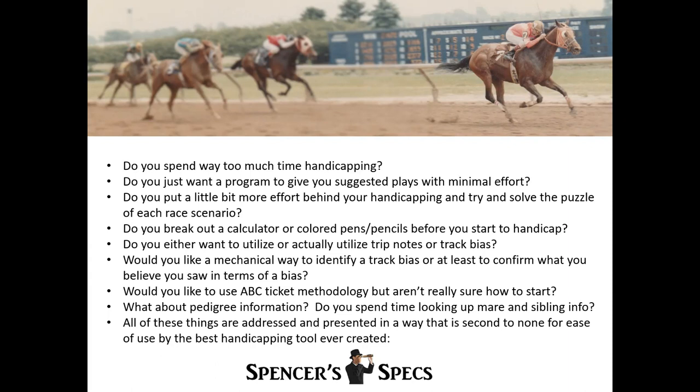Do you want a mechanical way to really identify if a track bias existed? Or at least a mechanical way that you can use to help confirm what you thought your eyes saw? Oftentimes you'll think that there was a bias, early pace bias or late pace bias, when just the best horses that day had that same running style. And the specs have the ability to run through some algorithms and let you know what it believed the ideal weighting early to late would have been that day to confirm whether or not there truly was a bias.